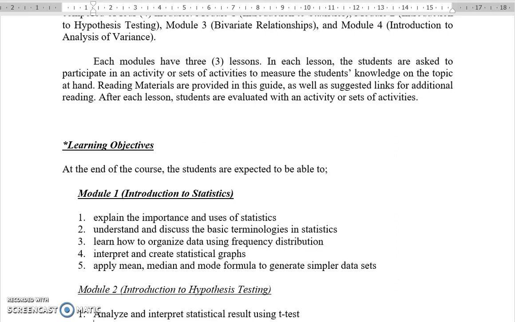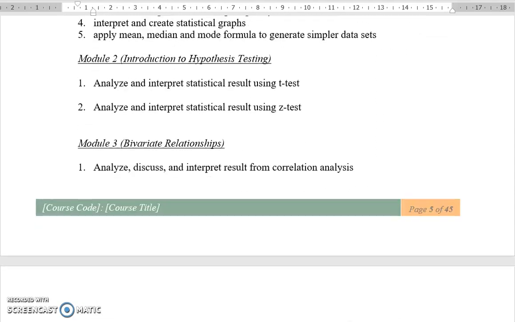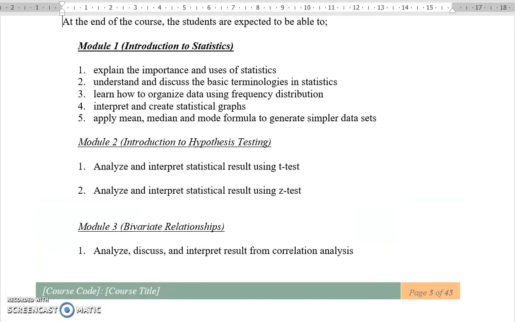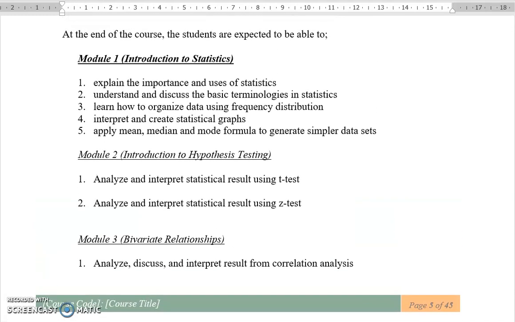Okay, so I will give you reading materials like these modules and some references, and of course I will be uploading this lecture video series for this class. Now for our learning objectives, at the end of the course, students should be able to explain the importance and the uses of statistics, why we need to study statistics, and understand and discuss the basic terminologies in statistics like variables, quantitative and qualitative data, inferential statistics, descriptive statistics, and so on.